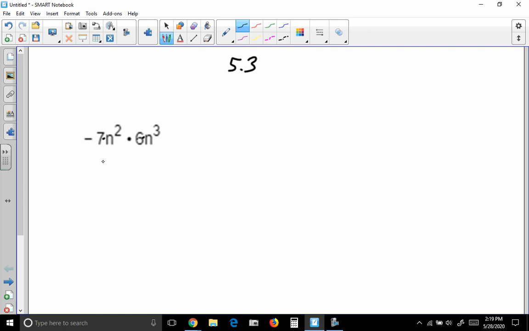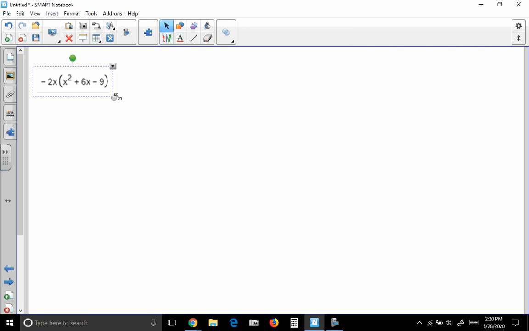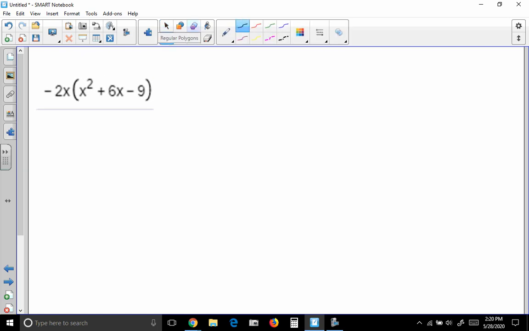But we can rearrange this as negative 7 times 6 times n to the second times n to the third. Remember, multiplication is commutative, so if all of this is multiplying, then we can rearrange it. So negative times positive is negative. 7 times 6 is 42. And when we multiply things at the same base, we add the exponents. So 2 plus 3 is 5, so n to the fifth. So that's the first one. Not necessarily number 1, but that's the first example.